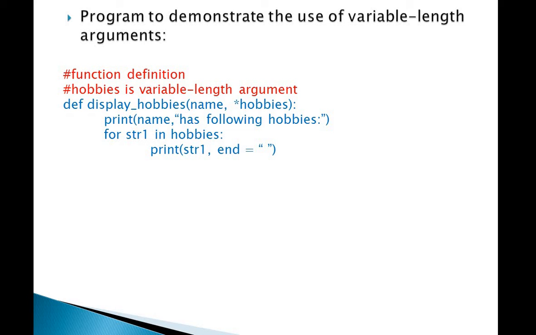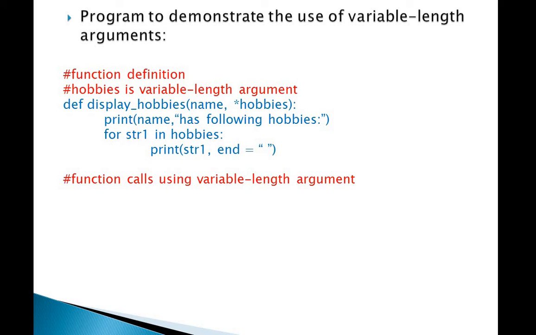This definition contains two statements, print and then one for loop. Name is the variable. At runtime it will have some value, and then the next for loop will iterate through the number of hobbies of that person. str1 is the iterative variable, and this for loop is used to iterate through the number of values assigned for hobbies, which is a variable length argument. All these hobbies will be displayed using the print statement inside the for loop.